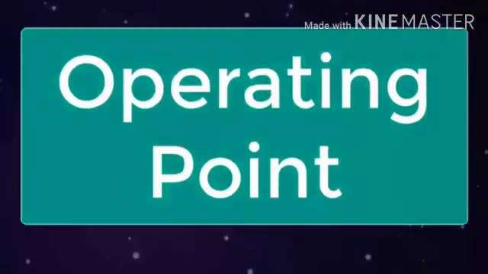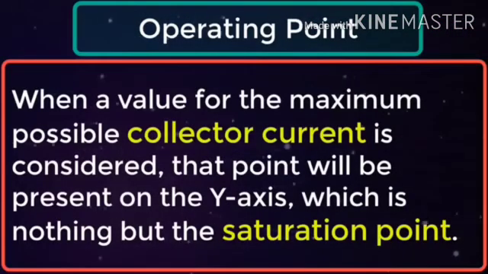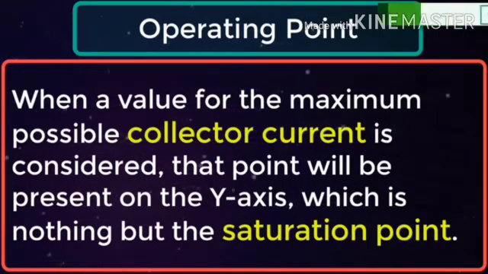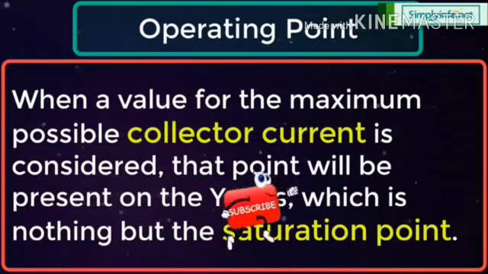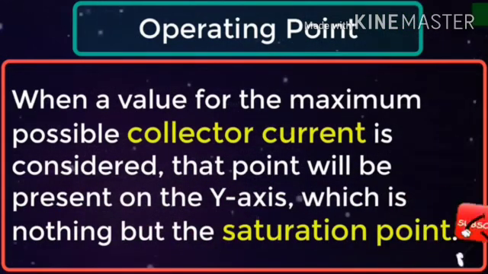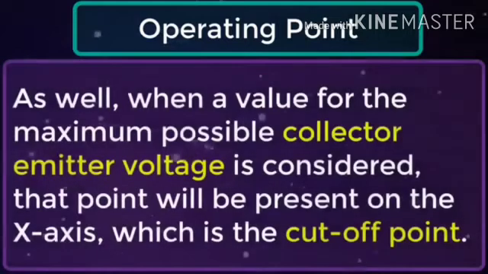Next, operating point. When the value of the maximum possible collector current is considered, the point will be represented on the y-axis, which is nothing but the saturation point. When the value of the maximum possible collector emitter voltage is considered, this will be represented on the x-axis, which is nothing but the cutoff point.